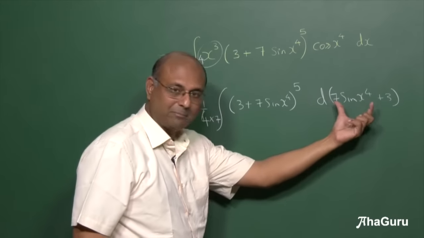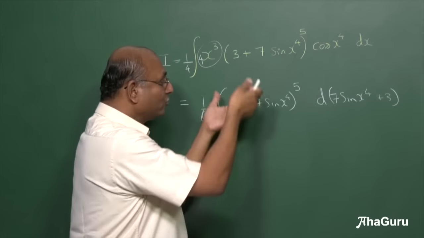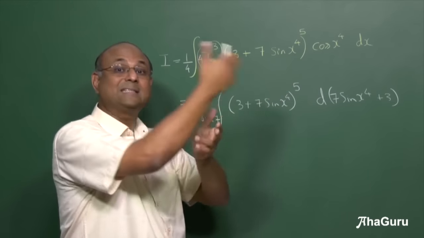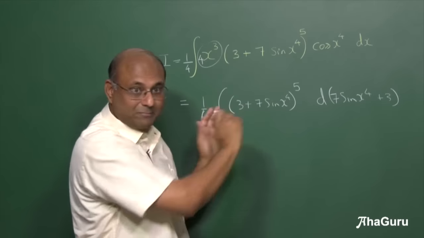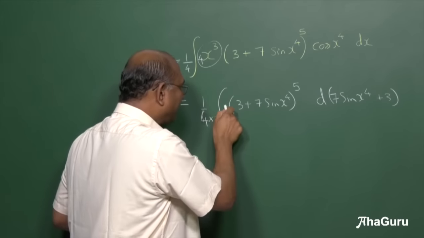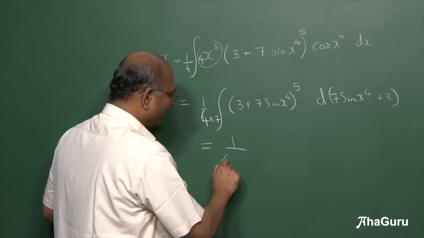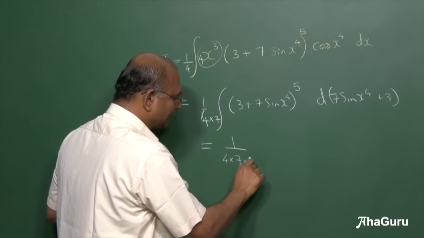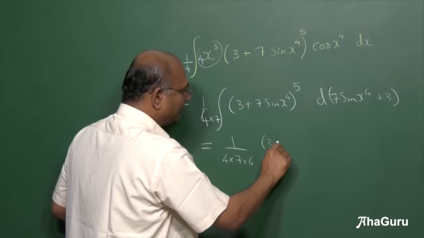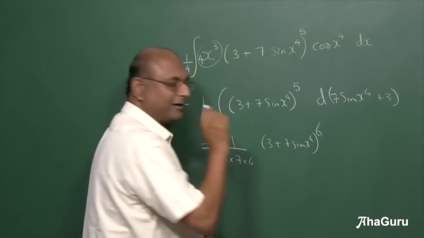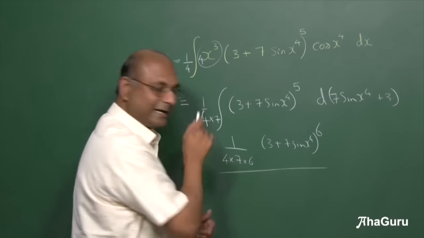So I've got blob power 5. You know blob power 5 d blob? What is that? Blob power 6 by 6. X power n plus 1 by n plus 1. Or you can multiply by 6, divide by 6, etc. We will assume you know that. So 1 by 4 into 7 into 6, (3 plus 7 sin x power 4) whole to the power of 6. So I hope this is clear, right?